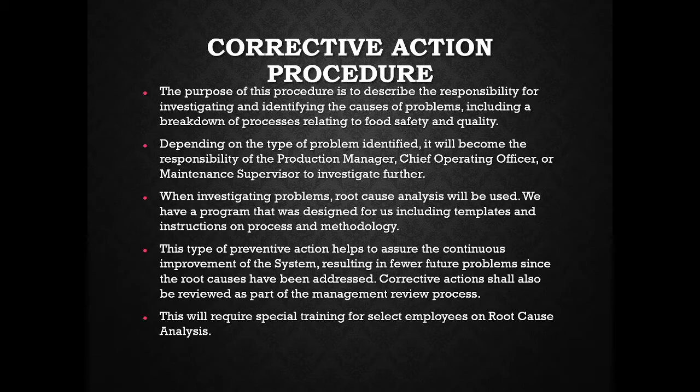Corrective action procedure. The purpose of this procedure is to describe the responsibility for investigating and identifying the causes of problems, including a breakdown of processes related to food safety and quality. Depending on the type of problem identified, it will become the responsibility of the production manager, chief operating officer, or maintenance supervisor to investigate further. When investigating problems, root cause analysis will be used.